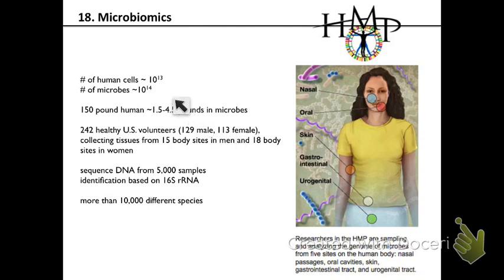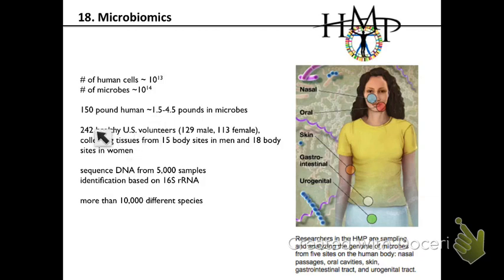So just to tell you how many bacteria and microbes live in our body, it's actually pretty substantial. In an average human, the number of human cells is 10 to the 13, and the estimated number of microbes that live in the human body is 10 to the 14. So essentially, although we're by mass more human, by number we're more bacteria, right? So how does that actually relate to mass? For a 150-pound human, that's about 1.5 to 4.5 pounds of microbes, right? So you can think of it like a home for the microbes.